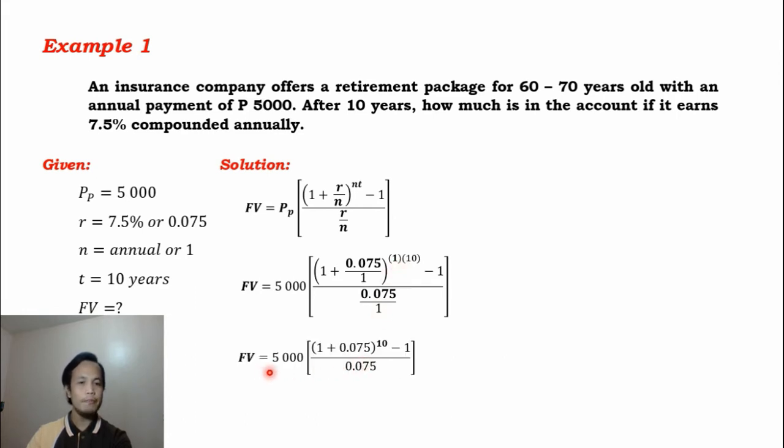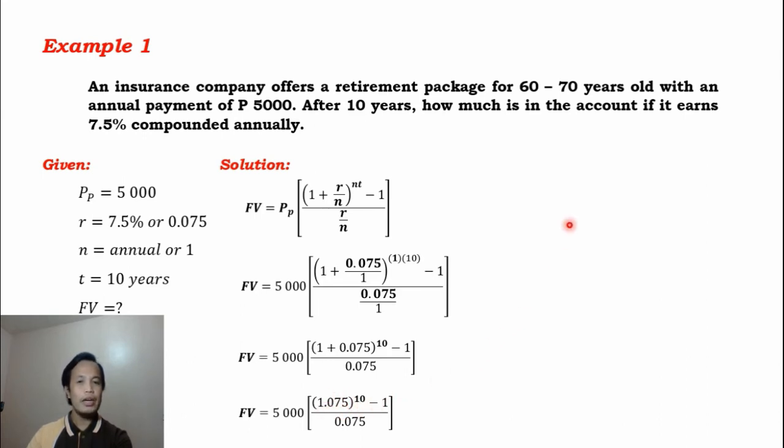So this will become 5,000 times 1 plus 0.075. This is also 0.075, and 1 times 10 is also 10. Then this time we add these two numbers, 1 plus 0.075. That would give us 1.075. Then we copy 10, then we copy the rest of the values. This time, before we subtract 1, we raise this number, 1.075, to 10.